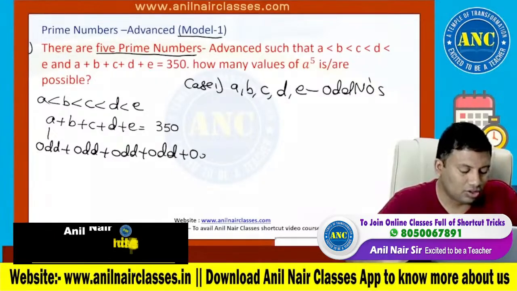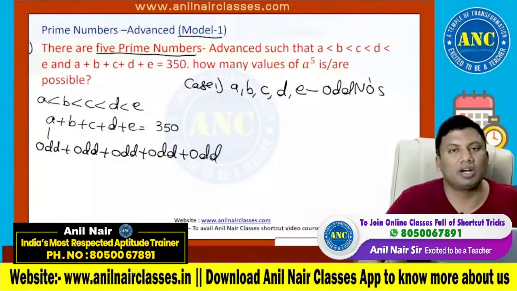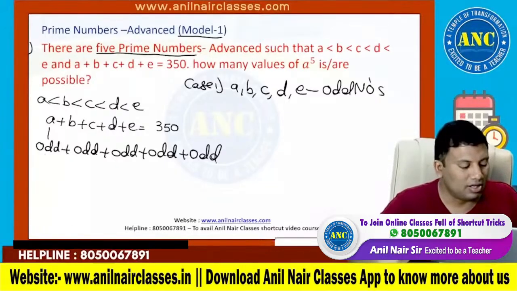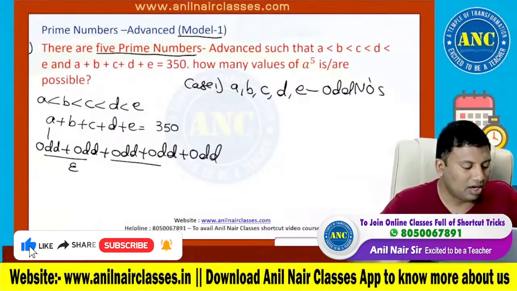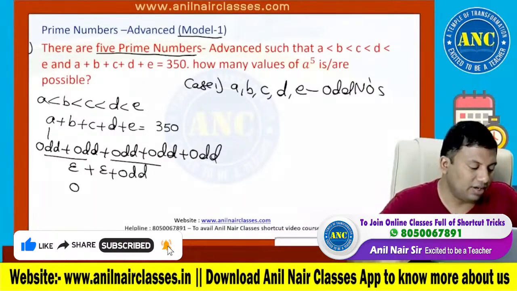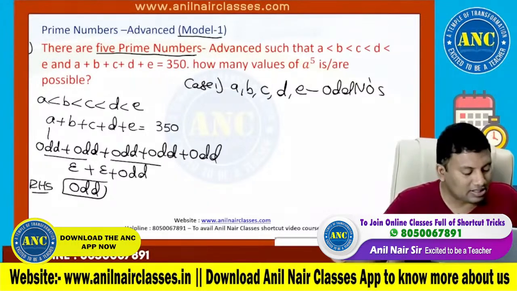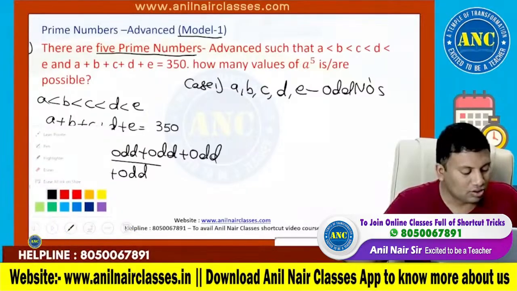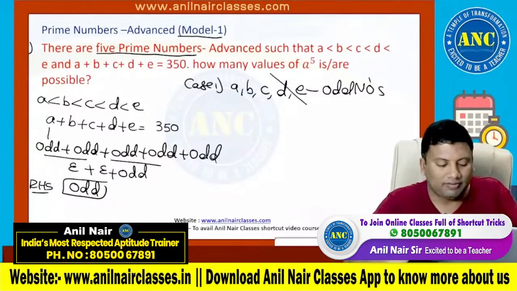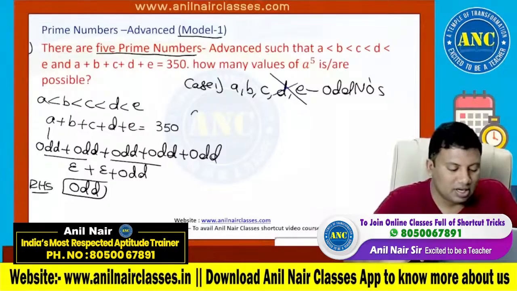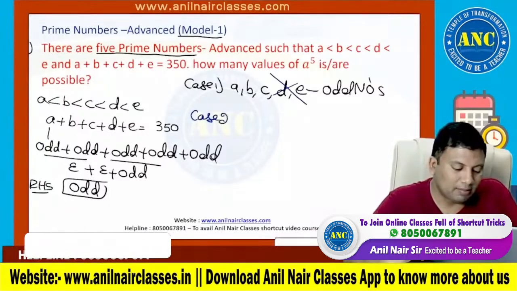You don't need to write it. Odd number of odd numbers is always an odd number. Odd plus odd, even. Odd plus odd, even. Plus odd. Even plus even, even. Even plus odd, odd. The right hand side should be an odd number, but the right hand side is an even number. So this case of all 5 numbers being odd is not possible. Case number 2.